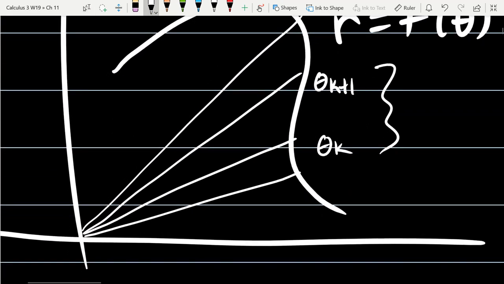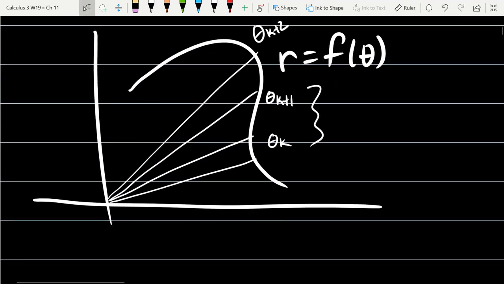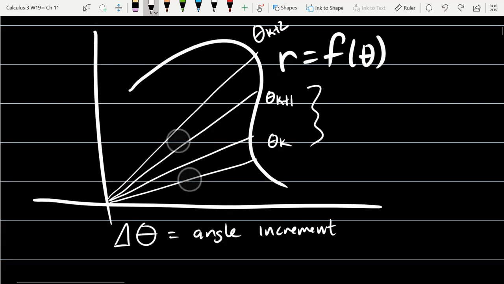So these should all be subdivided the same amount. Delta theta will be the angle in between each of these, so they are subdivided evenly. Delta theta equals the angle increment. I can't fit the delta theta in, but every one of these little angles right here is delta theta. All right, now we're going to have a rectangle.